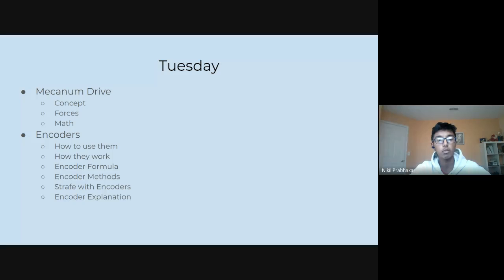And then the next part of that, we're going to be doing is using encoders. So we're going to be talking about how to use them, how they work, the formula for how the ticks and the revolutions all work together, the encoder methods, learning how to use the mecanum drive strafe with the encoders, and then explaining how they all interact with each other. So that's what we're going to be doing for the majority of Tuesday.